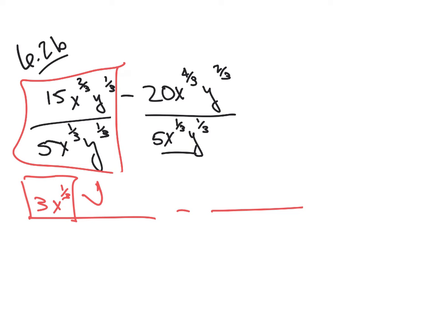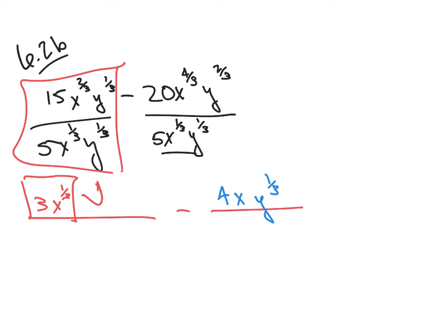So let's go to the other one. So we have 20 over 5, which is 4. We have x to the 4/3 over x to the 1/3, so we're subtracting them. They have to have common denominators, but we can subtract 4 minus 1 is 3. So we have x to the 3/3. And if you remember, 3/3 is the same as 1, x to the 1 power, so we don't even need an exponent there. And then we've got y to the 2/3 over y to the 1/3. 2 minus 1 is 1, so we have y to the 1/3.